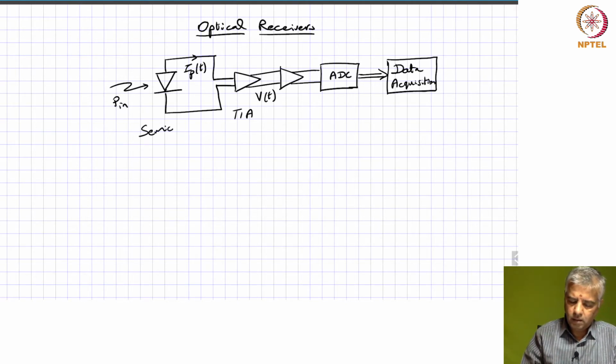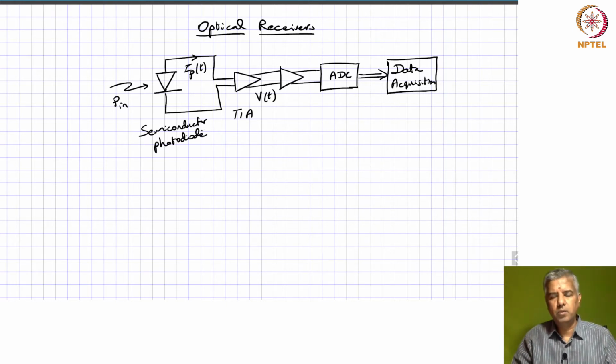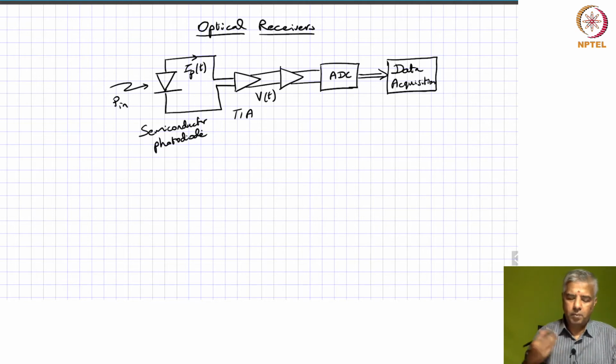Okay, to start with, let us actually look into how this semiconductor photodiode works, and how do we design a semiconductor photodiode for this optical receiver. To look into that, maybe we can look at the PN junction as we did previously, right?